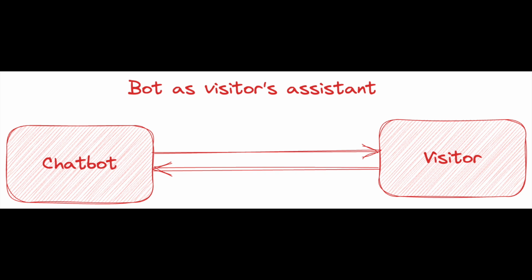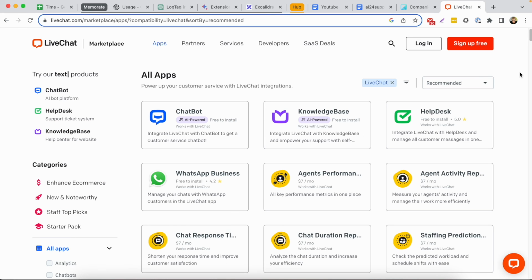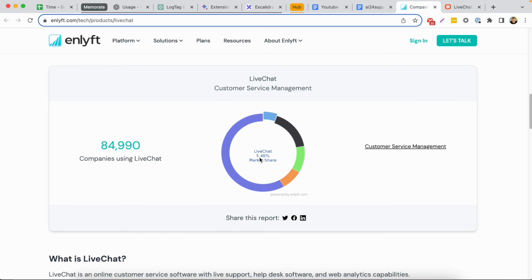Another observation is that most of such RAG systems are built around this setup where visitor isn't interacting with a chatbot directly. An alternative approach is when the visitor interacts with an agent and an agent is getting suggestions from a chatbot. An example of a platform where such an agent assistant could be built is the marketplace of applications of live chat customer support platform. According to these statistics, live chat occupies around 5.5% of global market of customer support services, with more than 80,000 customers.